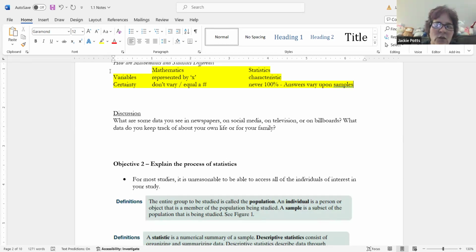But statistics in our everyday life, and people are really good, especially the media, TV, billboards, newspapers. We throw statistics at you quite a bit.